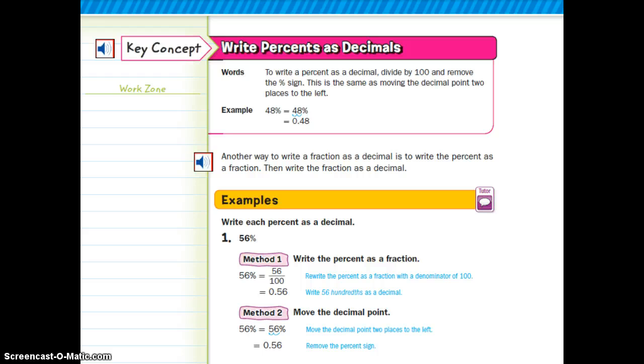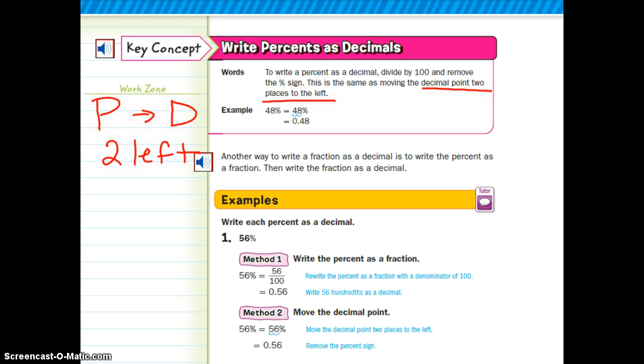So as Rachel said, to write a percent as a decimal, we're dividing by 100 and moving the percent sign. So basically what we're doing is we're moving the decimal 2 places to the left. So let's write that down. Percent to decimal to the left.